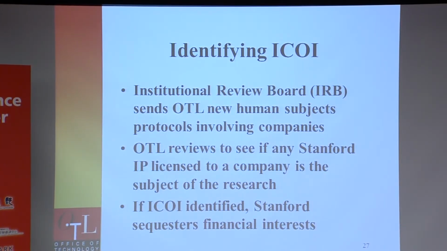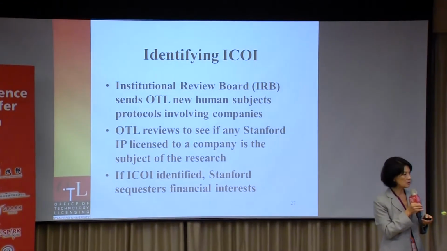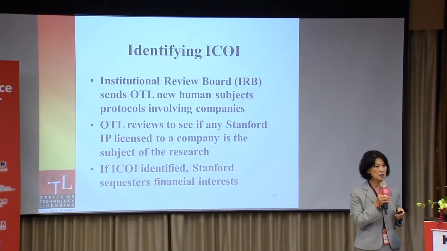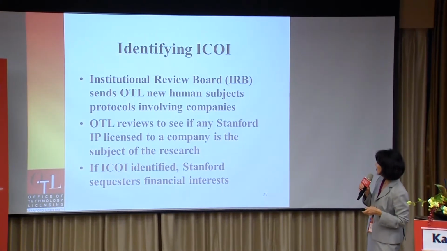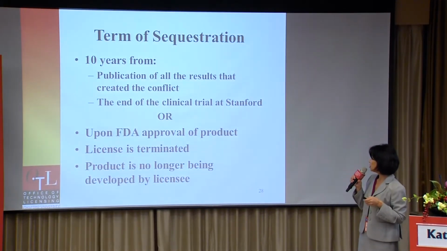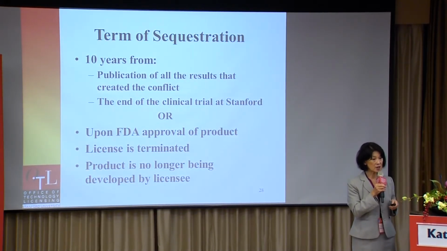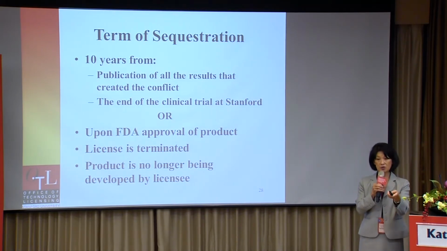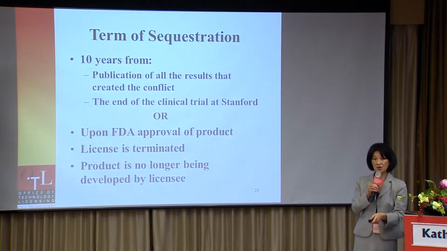So again, this is sort of a big deal. We've sequestered, I think, about 10 companies, and we will keep this until certain timelines. So, how long do we sequester? 10 years from publication of all the results of the clinical trial that created the conflict. Many times there's a multi-center trial or there's some publication that's going to come out of the trial. We hold off for 10 years until that time period is over.